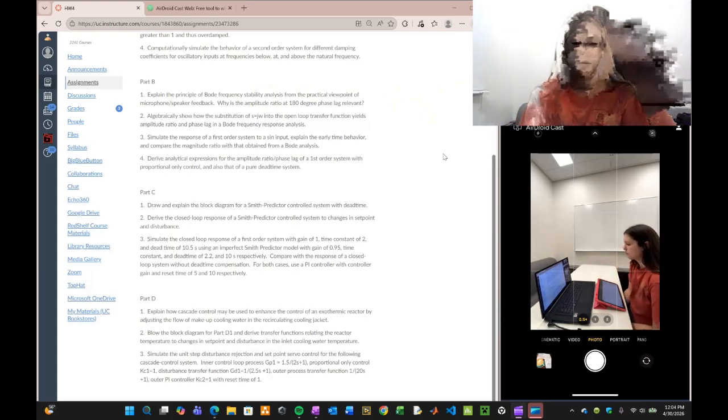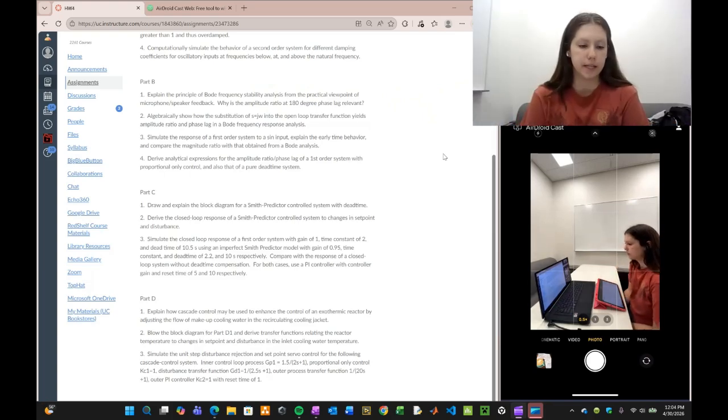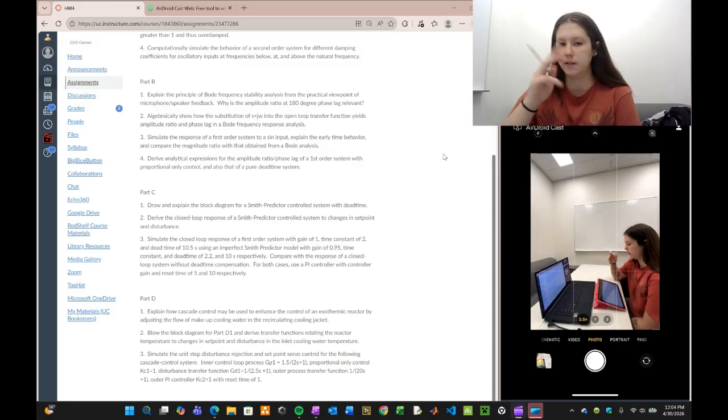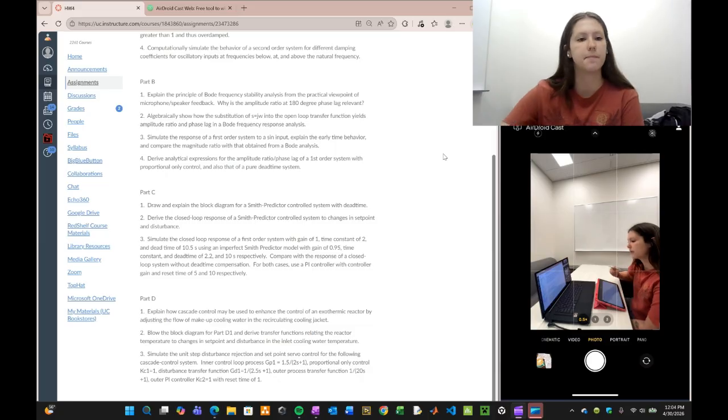Hello, today we will be doing homework for part D. First, we are going to explain how cascade control can be used to enhance the control of an exothermic reactor by adjusting the flow of the cooling water that is in the cooling jacket. Then we are going to draw out the block diagram and derive the transfer functions. And then we're going to simulate a few examples in Colab.